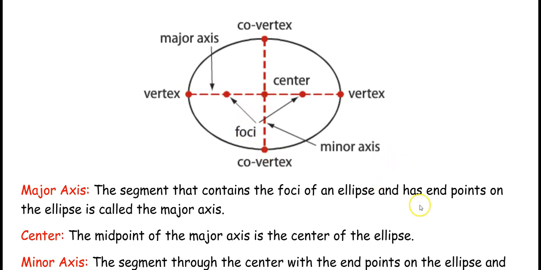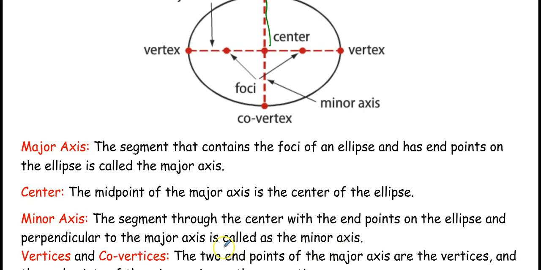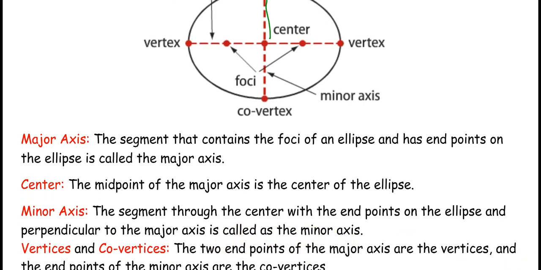And the next one is the minor axis. What is the minor axis? We have this particular line over there. You call it the minor axis because it is perpendicular to the major axis and passing through the center. A segment through the center with the endpoints on the ellipse and perpendicular to the major axis is called the minor axis. Now, what are the vertices?